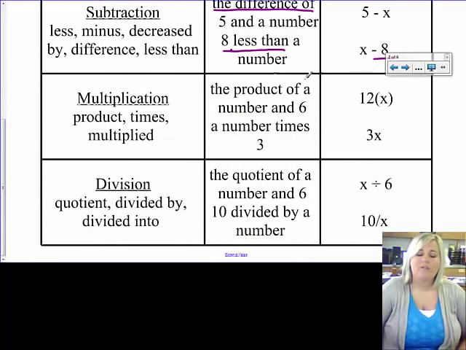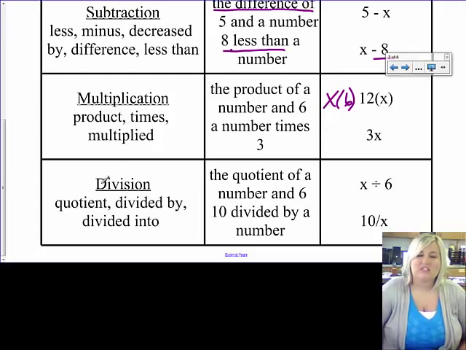Words for multiplication are product, times, and multiply. So we could say the product of a number and 6. That means that we're multiplying a number and 6. Whenever we write this, we would write it in the order that we read it. A number and 6. Over here, a number times 3. This is a number being multiplied by 3. On all of this, because of the commutative property of multiplication, we can multiply in any order.